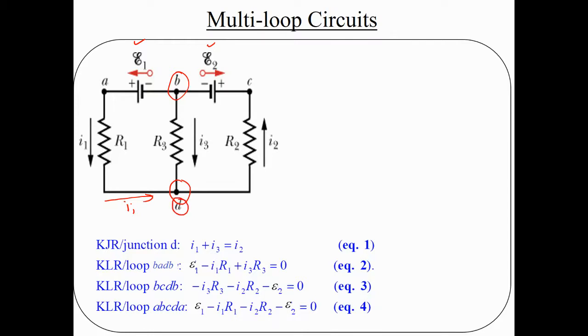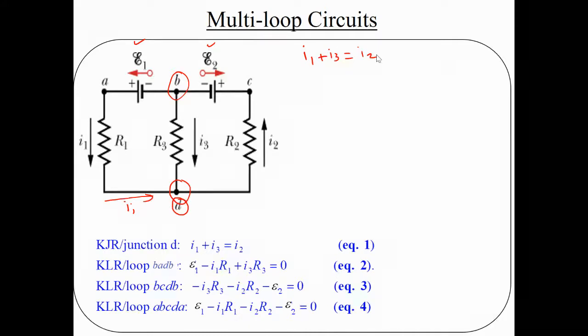The junction here is D. Which current is leaving the junction? This one, I2. So how can you write the equation? I1 plus I3 is exactly equal to I2, because two currents are entering the junction and one current is leaving the junction.